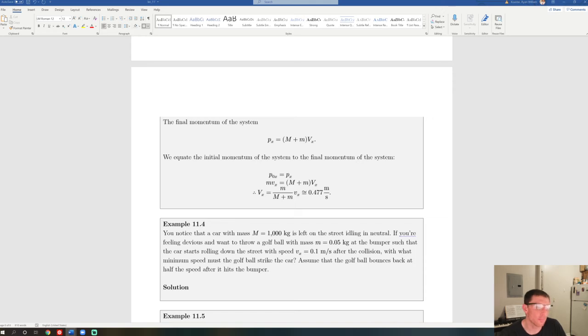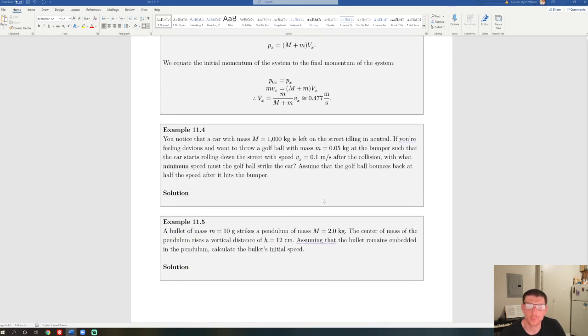Okay, so here, let's look at this example. You notice that a car with mass big M equals 1,000 kilograms is left on the street idling in neutral. If you're feeling devious and want to throw a golf ball with mass of 0.05 kilograms at the bumper such that the car starts rolling down the street with speed v sub x equals 0.1 meters per second after the collision, with what minimum speed must the golf ball strike the car? Assume that the golf ball bounces back at half the speed after it hits the bumper.